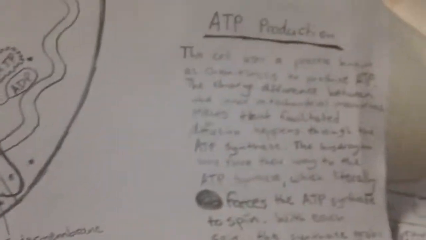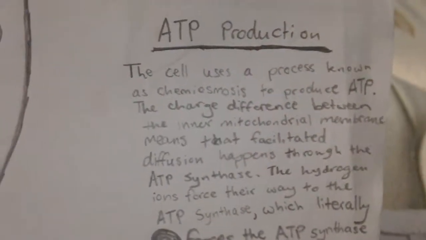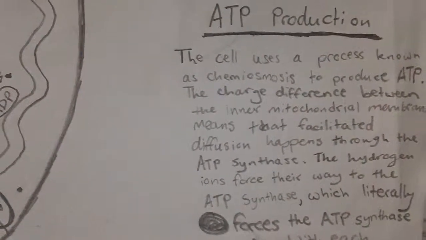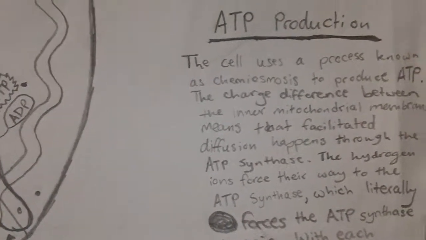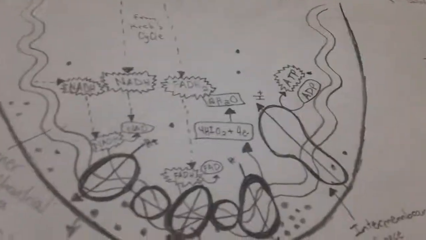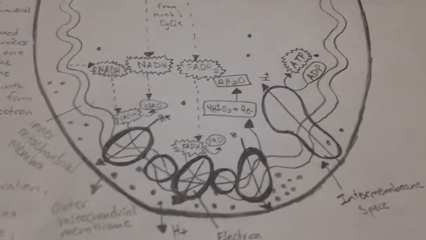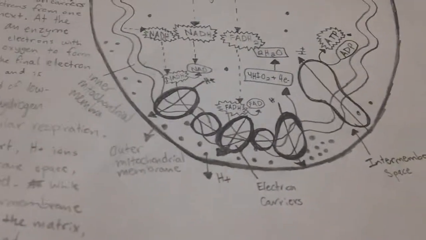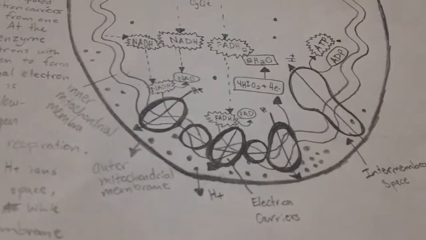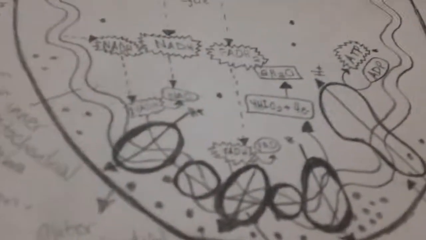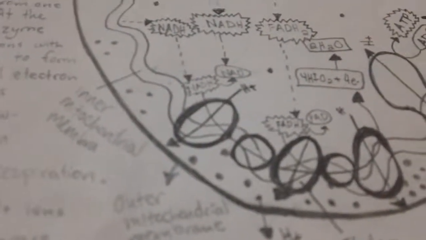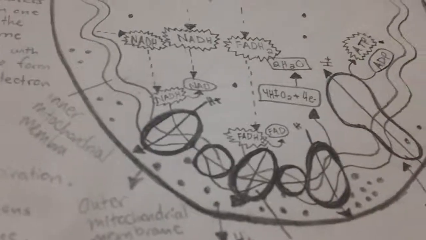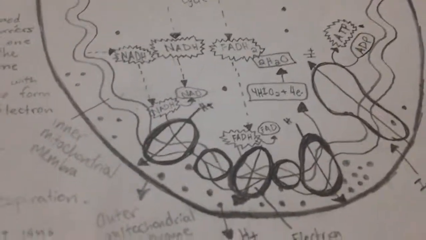And then the cell uses a process known as chemiosmosis to produce ATP. The charge difference across the inner mitochondrial membrane means that facilitated diffusion happens through ATP synthase. The hydrogen ions force their way through the ATP synthase, which literally forces the ATP synthase to spin. With each spin, the synthase grabs an ADP molecule and attaches a phosphate, creating ATP.